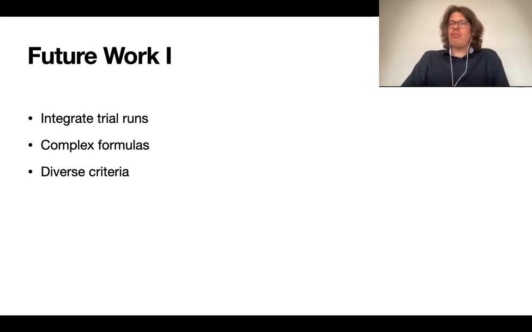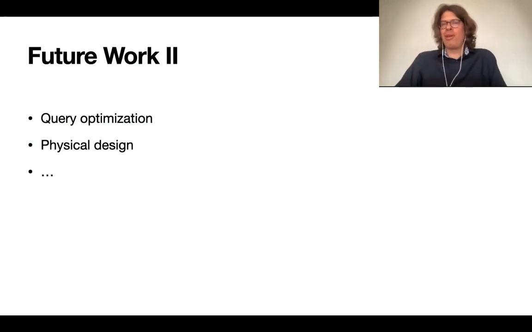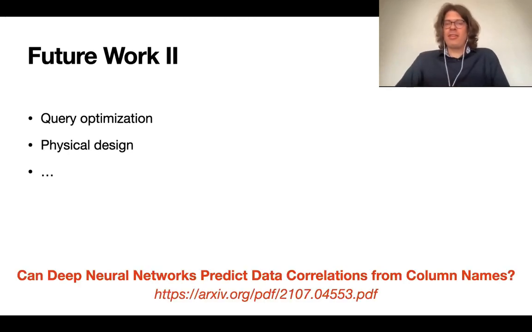And beyond the parameter tuning, there are many other tuning problems in the context of databases, such as query optimization or physical design optimization. And I want to see whether information gained via natural language analysis can be useful for some of those other problems. For instance, in a recent work that is currently published as a preprint, I am trying to predict the correlations between table columns based on the names of the table columns. And that actually works quite well and could be useful for cardinality estimation and therefore for query optimization and several other tuning problems.